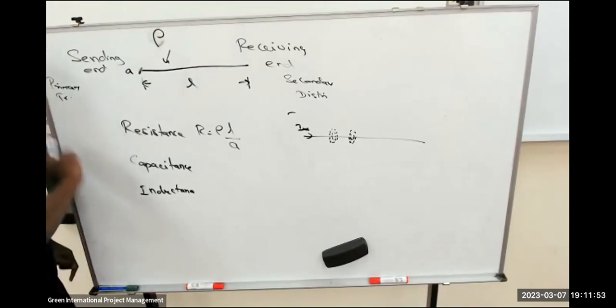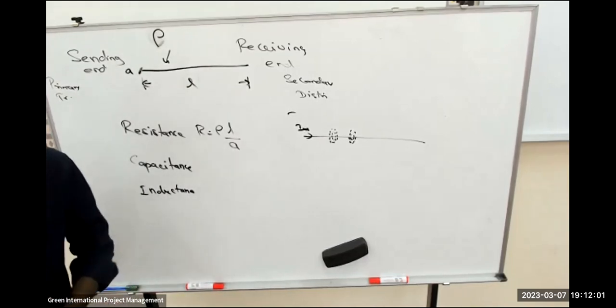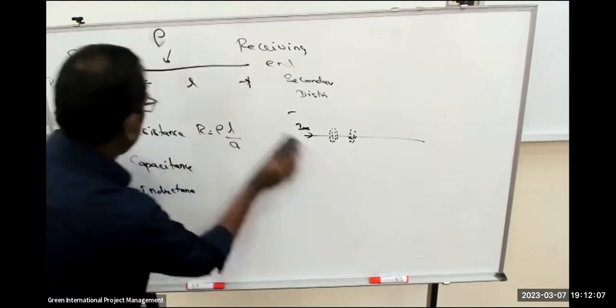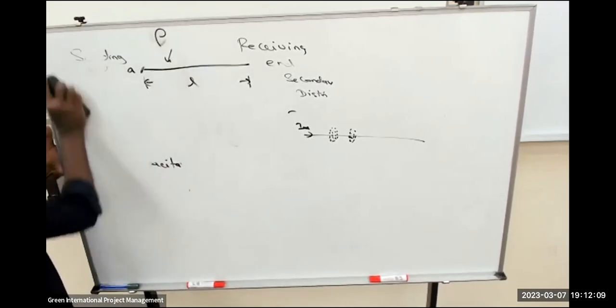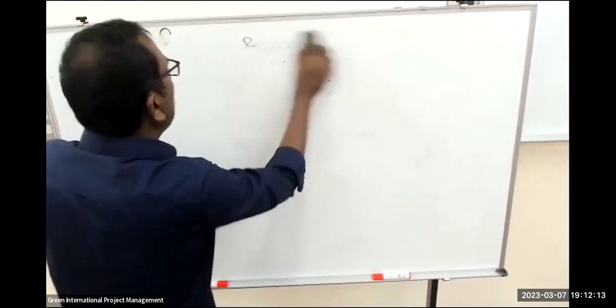That's why in the whole conductor we have resistance, capacitance, inductance. So that's why we may say the transmission system has an RLC circuit. Okay, what are the parameters involved in the power system? Resistance, inductance, capacitance.